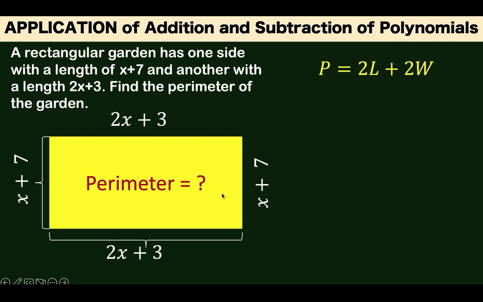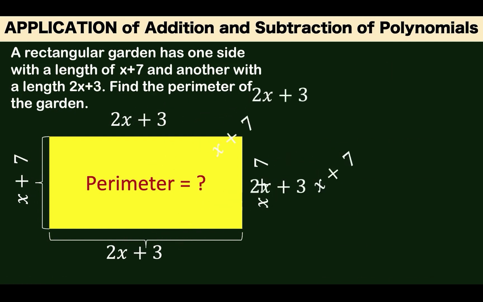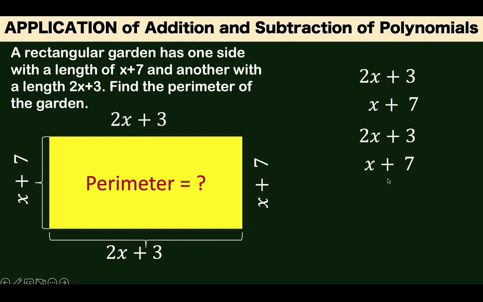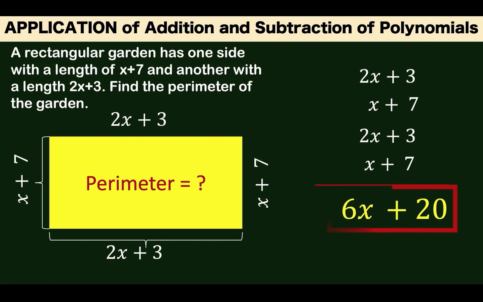Let's do the addition first. So we are going to add all these four sides this way. And this is application of addition of polynomials. We add all the like terms. 2x plus 1x plus 2x plus 1x is 6x, and add all the constants. So the perimeter is 6x plus 20.